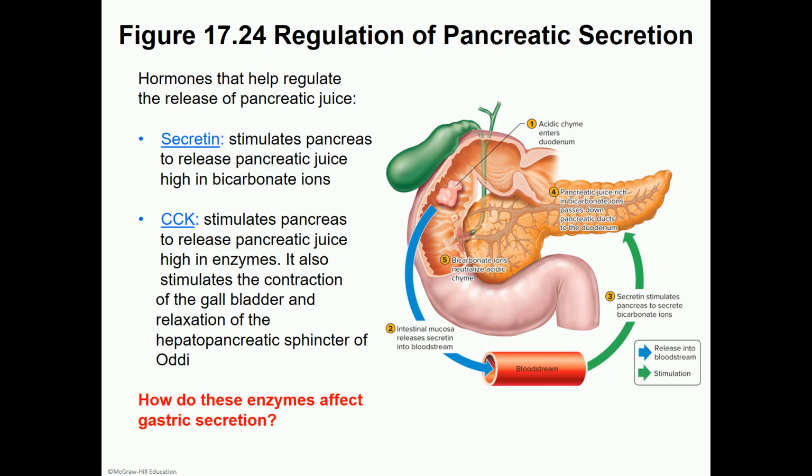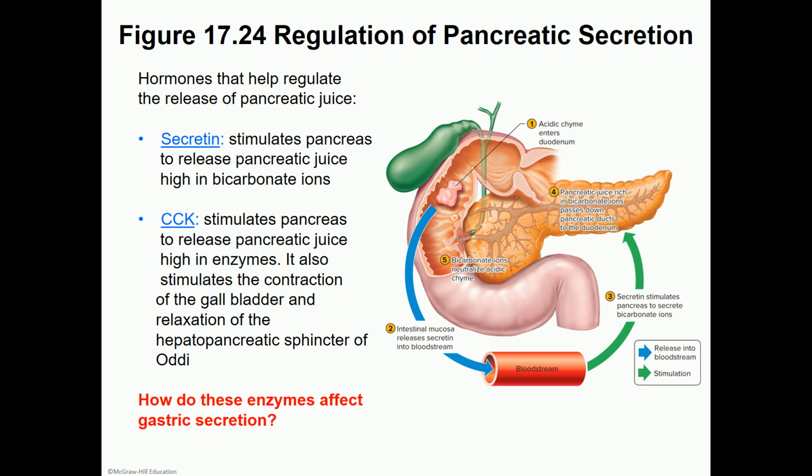Now, how does the pancreas know when to actually secrete and release its juice into the duodenum? Well, it all starts with the emptying of the stomach. As that acidic chyme enters the duodenum, the acid and the stretch of the duodenum is going to release 2 hormones that we've already mentioned. Those are secretin and CCK. We mentioned that both of these hormones decrease the gastric secretions, but they have other functions as well.